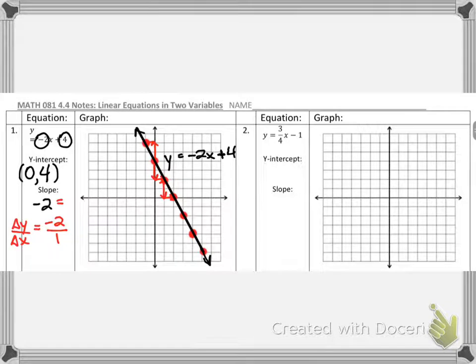Let's do another example. Our y-intercept here is negative 1, which is really the ordered pair, remember, (0, negative 1). Let's plot our y-intercept. The y-intercept goes right here. Our slope is 3 over 4. Notice that the slope is positive, so we should be going up as we move from left to right. Again, remember the definition of slope is rise over run. So we need to go up 3 units, and then we need to go to the right 4 units.